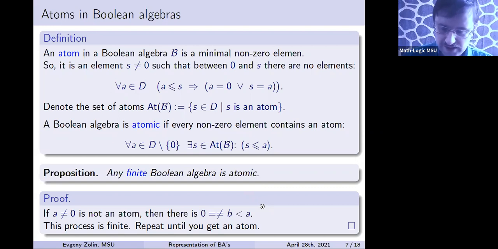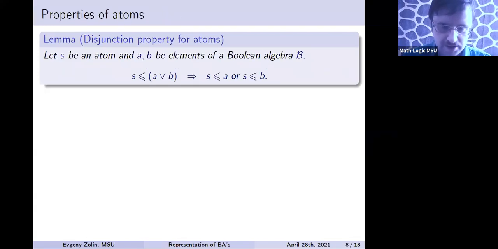So this is an easy statement. Every finite Boolean algebra is atomic. Some infinite Boolean algebras are atomic too. But some infinite Boolean algebras are not atomic. They even don't have atoms at all. Some Boolean algebras don't have atoms.